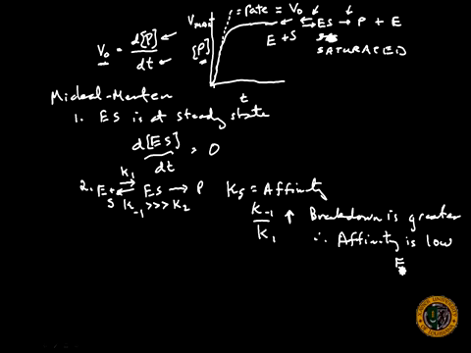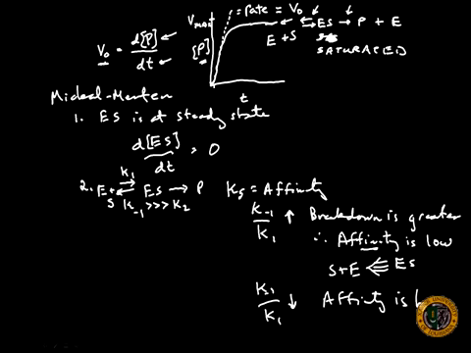because if I draw it like this with a big arrow, our enzyme substrate complex tends to want to separate after it forms. So we have a low affinity for enzyme substrate. And of course the opposite is if our K minus 1 over K1 is low, that means our denominator is large, and so affinity is high.